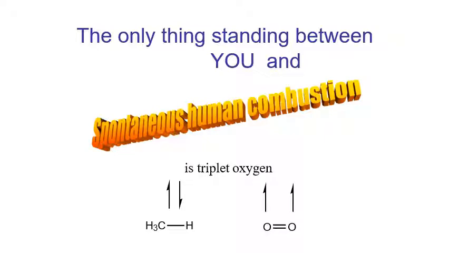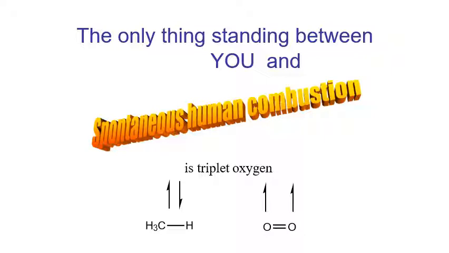So the only thing standing between you and spontaneous human combustion is triplet oxygen. Oxygen is in the triplet state because it has two unpaired electrons, as I have already discussed using the molecular orbital diagram. But the organic molecules, all the component parts in a human being, are in the singlet state. For example, take methane or any kind of hydrocarbon moiety that constructed our human body: they are singlet state because there is no unpaired electron, there is no paramagnetism.